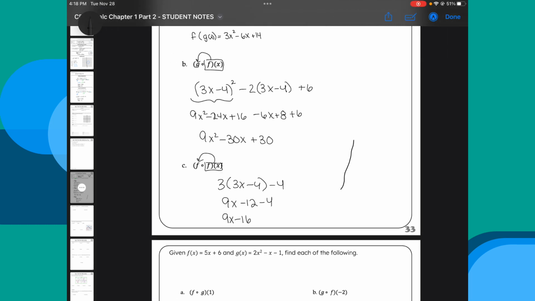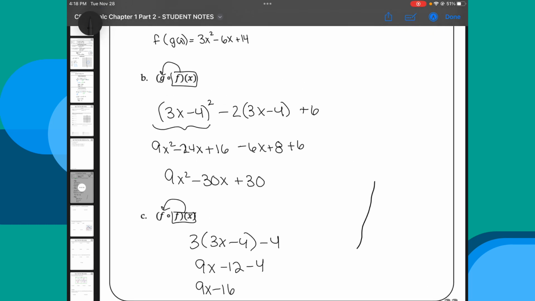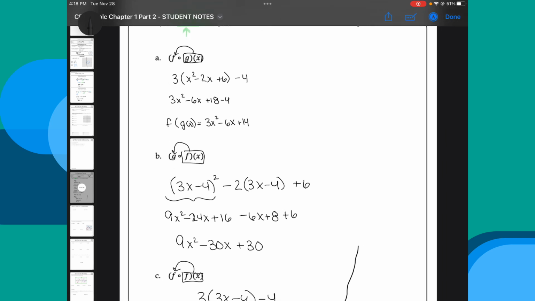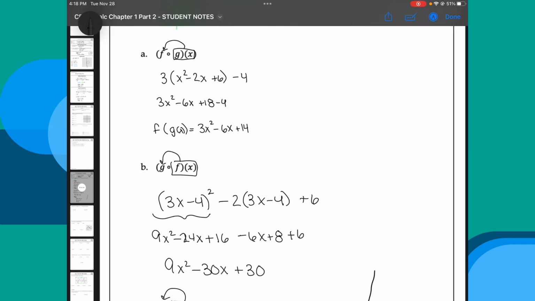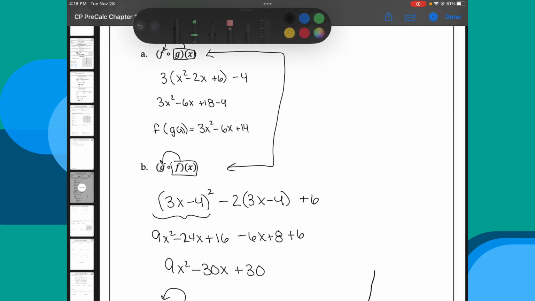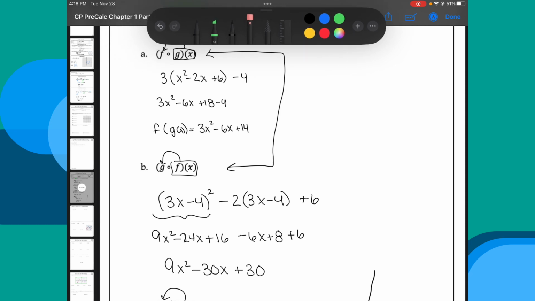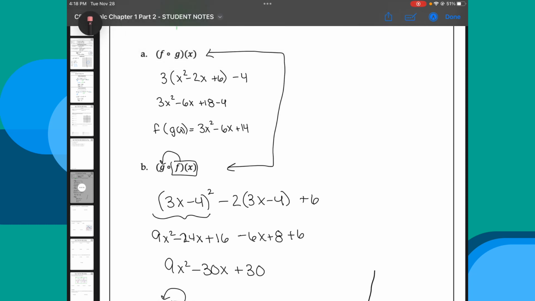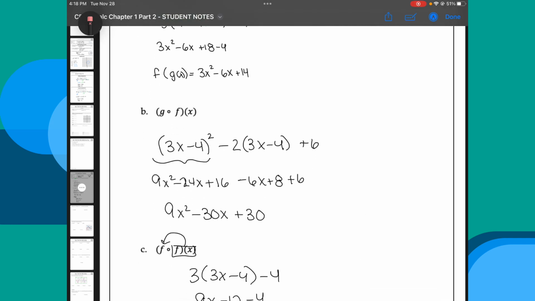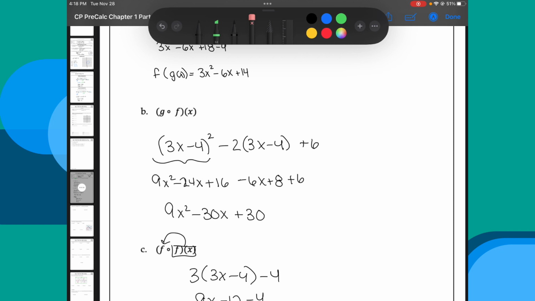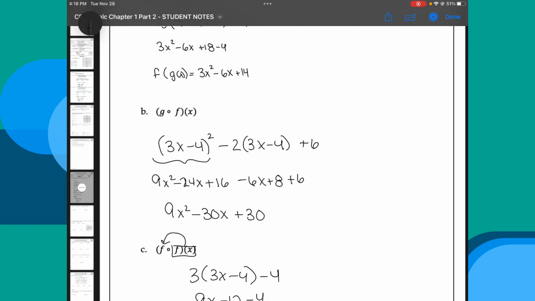Something that I do want to point out to you is that f of g of x and g of f of x are not the same. These two things are not equivalent to each other. We can see that our answers are different. So it's not like multiplication or addition where it doesn't matter the order. The order of composing functions is really important when you're calculating them.